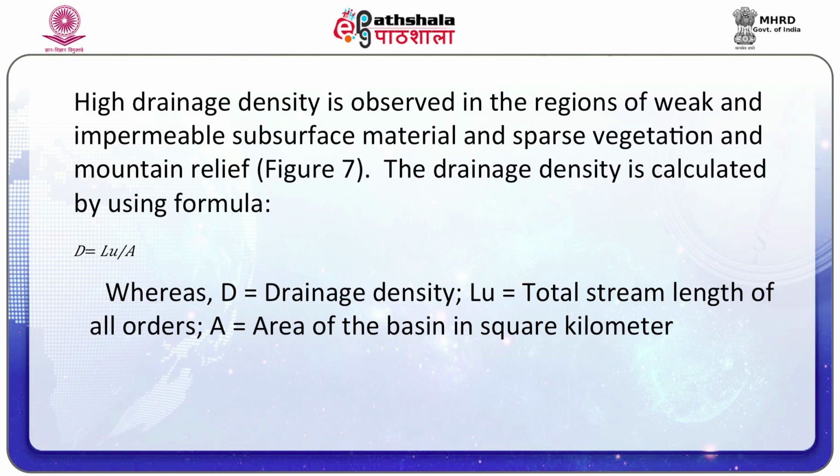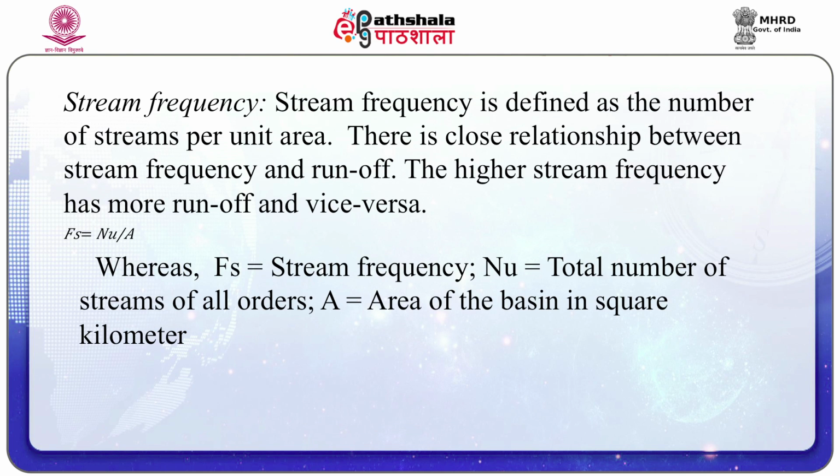See figure number 7. The drainage density is calculated by using the formula. Stream frequency. Stream frequency is defined as the number of streams per unit area, as you can see in figure number 8. There is a close relationship between stream frequency and runoff. A high stream frequency has more runoff and vice versa. You can see the formula.